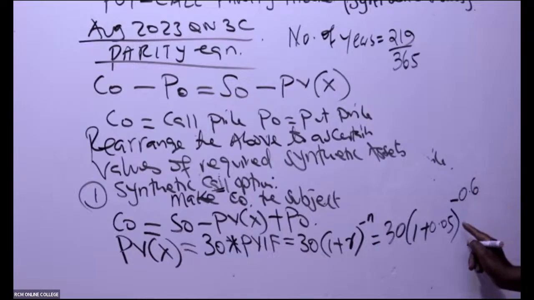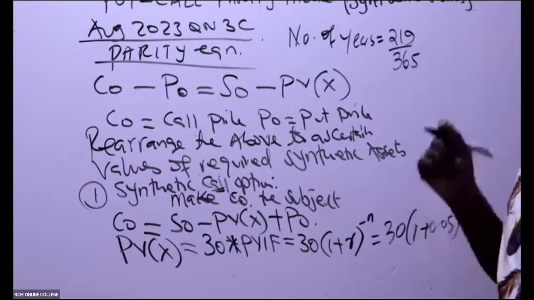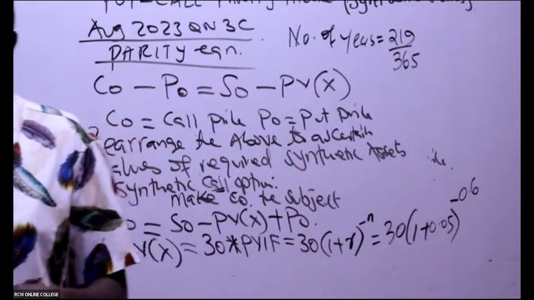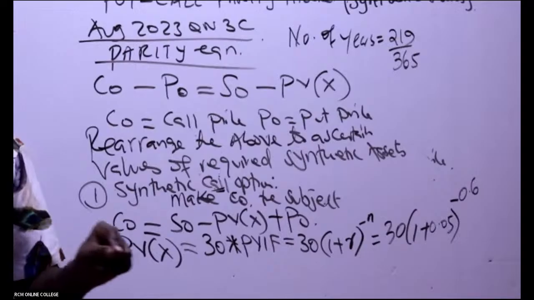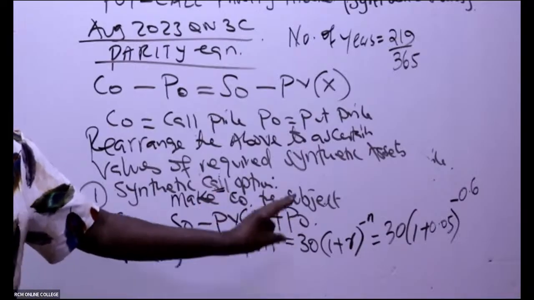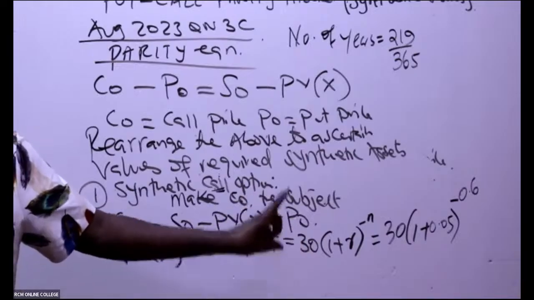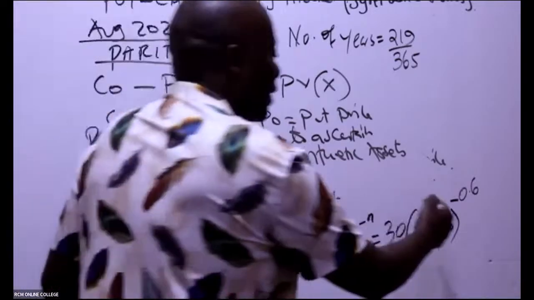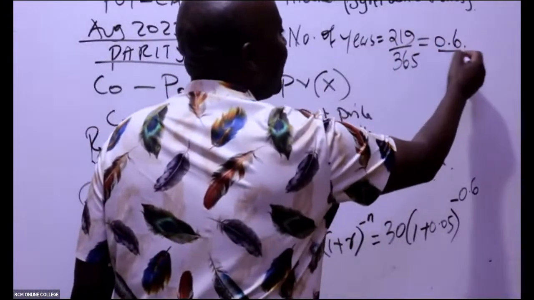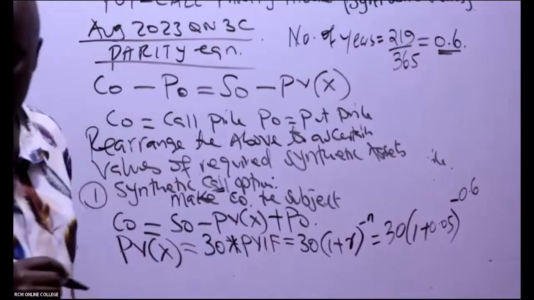So is there somebody who can give me the PV of the exercise price? Everybody must ensure that they are able to raise. You say 30 times, into brackets, 1 plus 0.05, close, and then you say raised to. You will be able to see the raised to like that. In this case, they are telling me that you have 0.6 years to expiration.